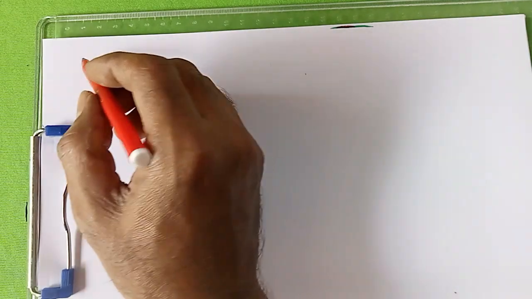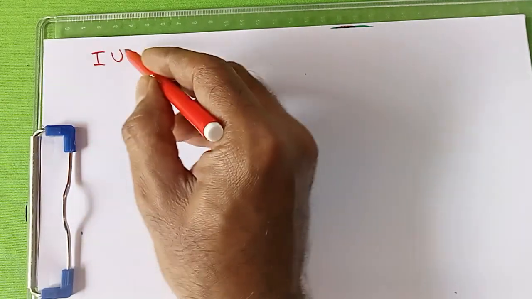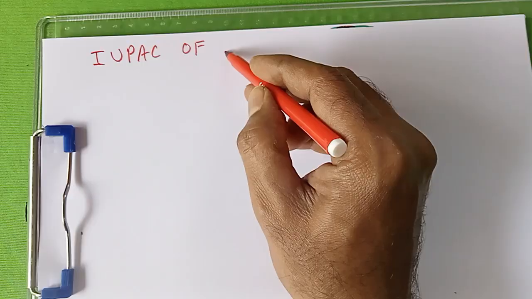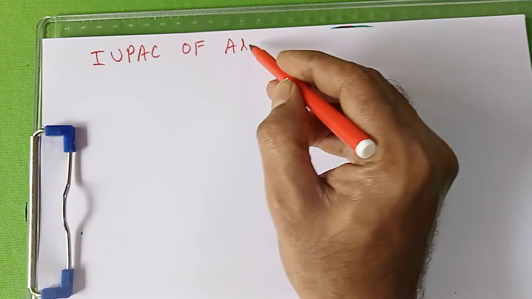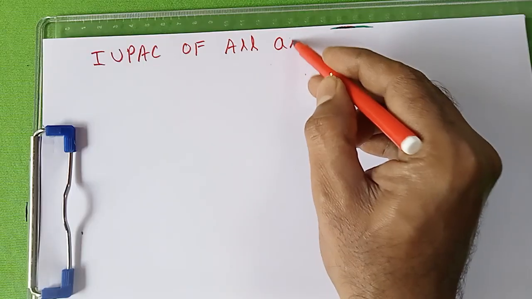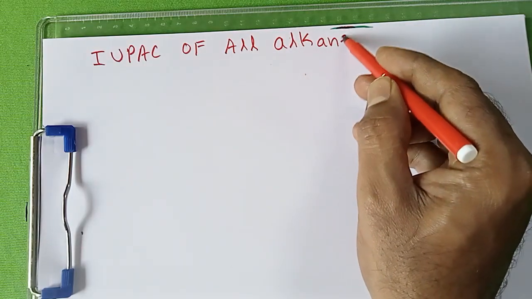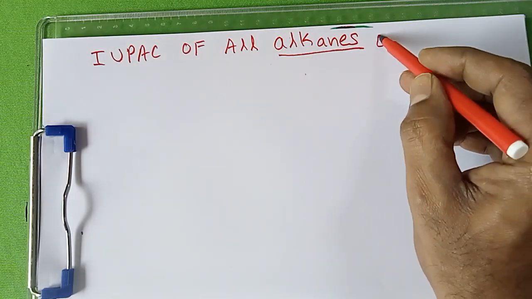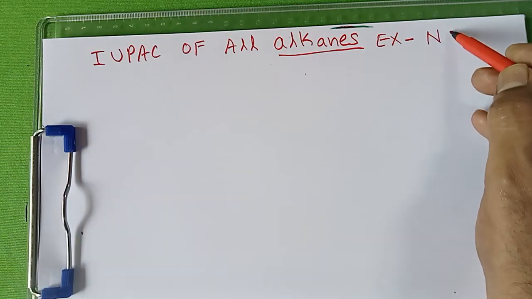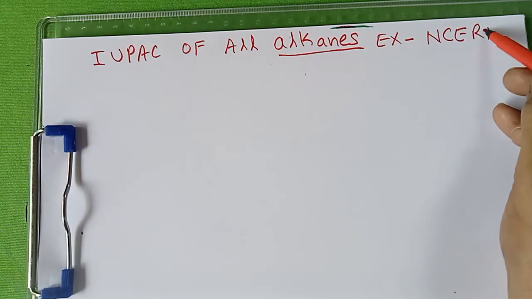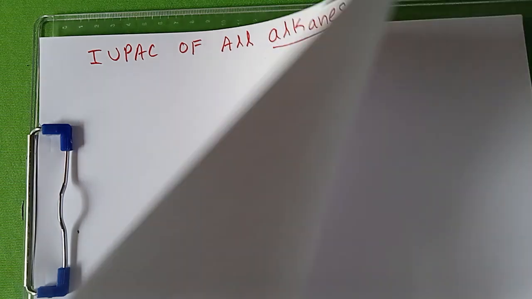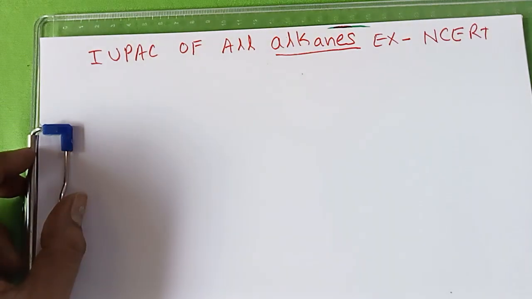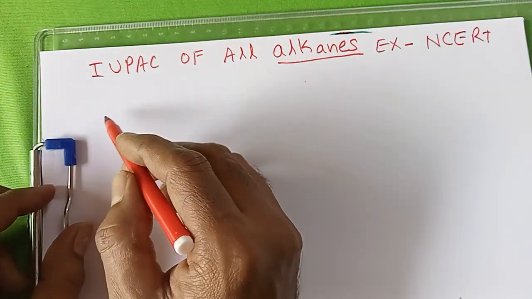In this video, IUPAC naming of all examples, all alkanes, all examples from NCERT. We discussed this one. All examples of that NCERT. So, first example, number one.